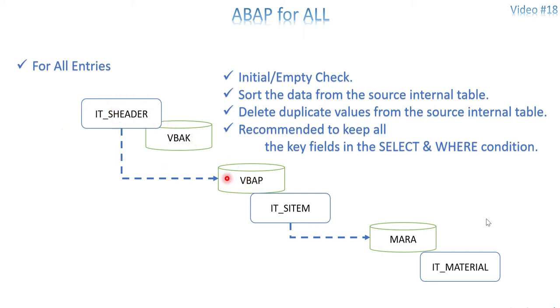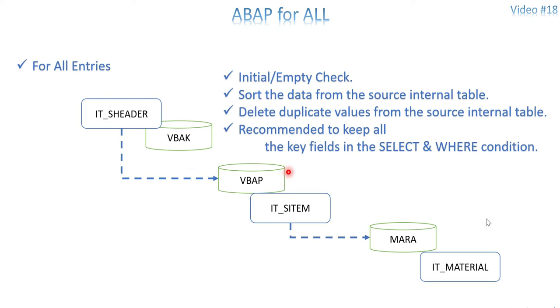In the FOR ALL ENTRIES concept, it considers all the records to be fetched from the VBAP table. So it's very important, whenever you are using FOR ALL ENTRIES, make sure your input internal table, or your source internal table, has at least one record. If it is empty, that's it, it will go and take all the records from the VBAP table.